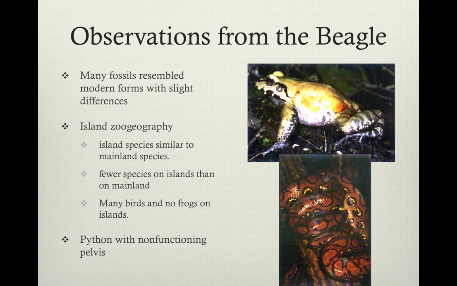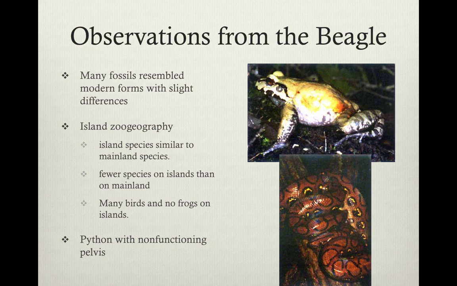Some of the key observations that Darwin noticed from his voyage were that many fossils resembled modern forms with slight differences. Fossils had been discovered throughout mainland Europe, throughout North America, and so there was a lot of debate as to how those fossils got there. Were they evidence of a catastrophe, catastrophism, like the Great Flood that Noah was supposed to experience, or were they earlier forms of modern forms of life?